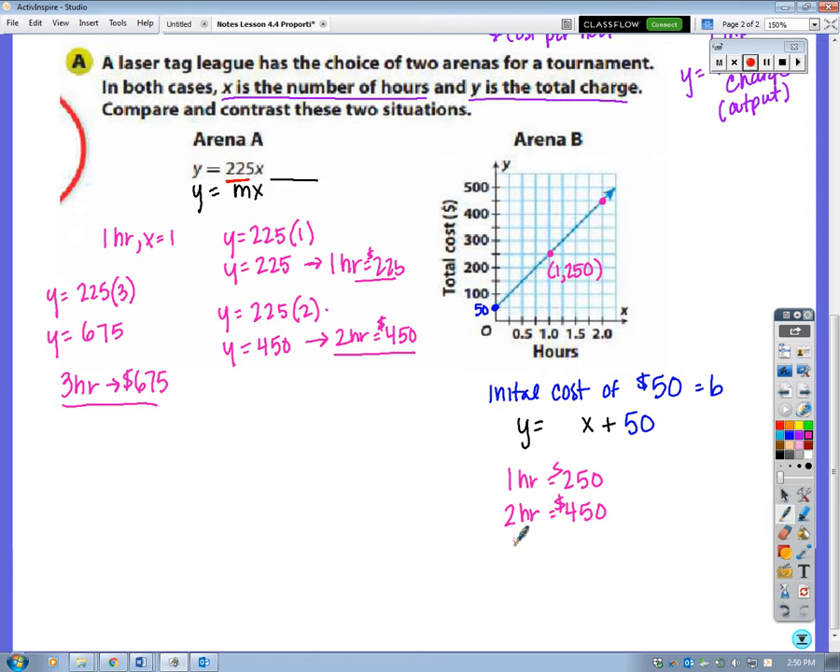Okay, can we find out 3 hours? We could. We need to find our equation. We need to find what our m value is here, what our slope or our rate of change is, if we're going to find out what 3 hours is. So we'll go ahead and take the time to do that.